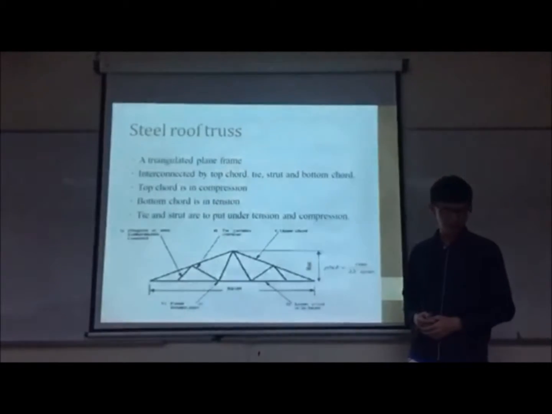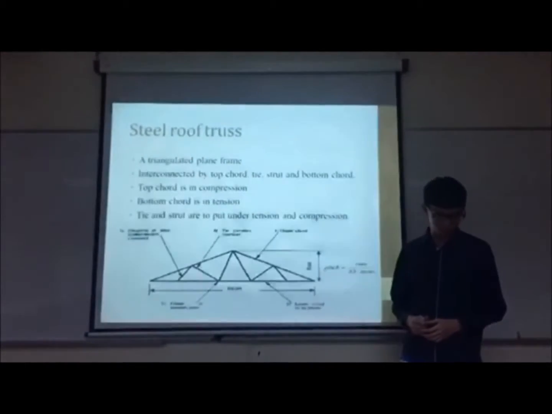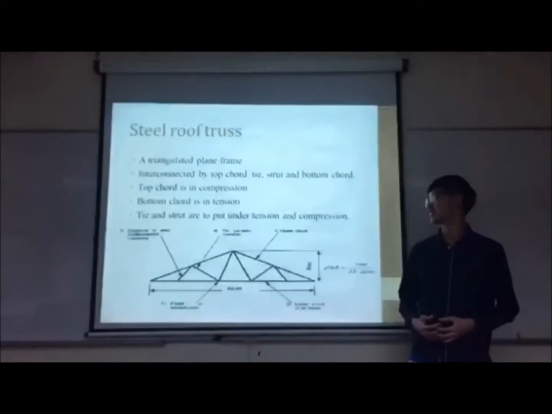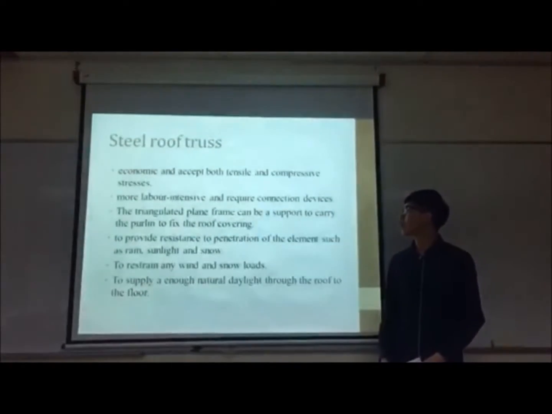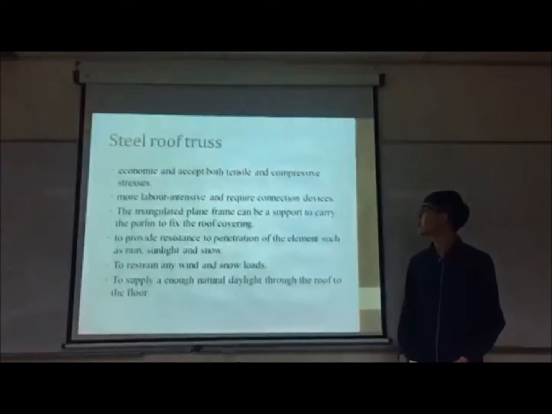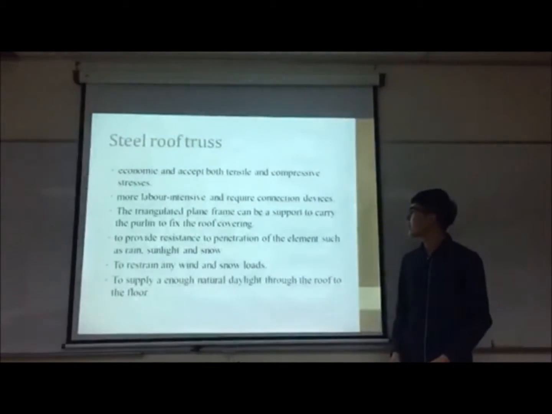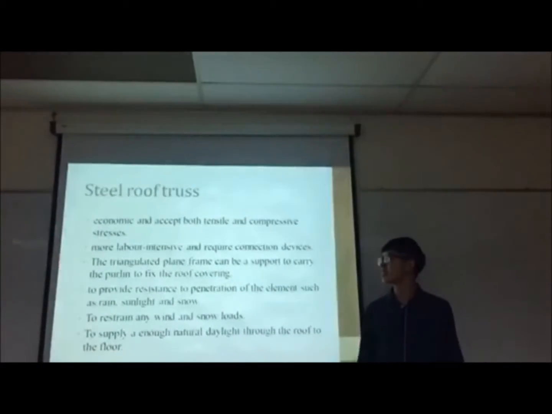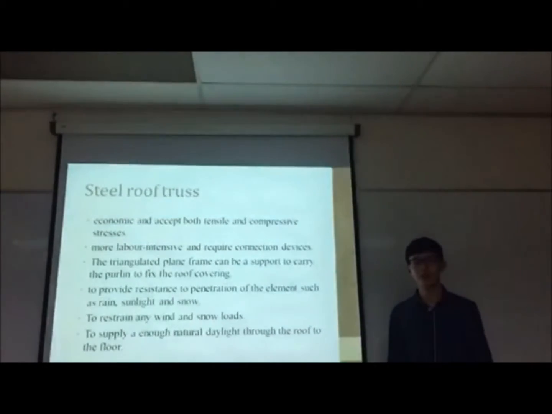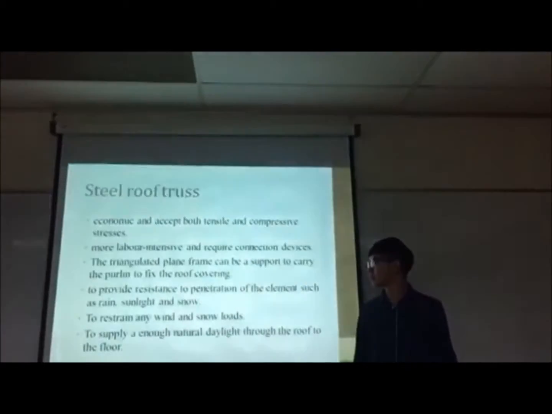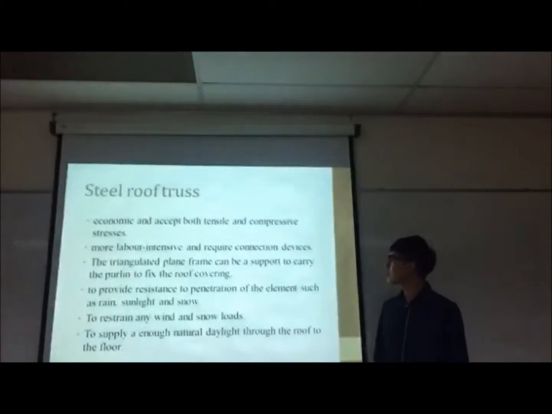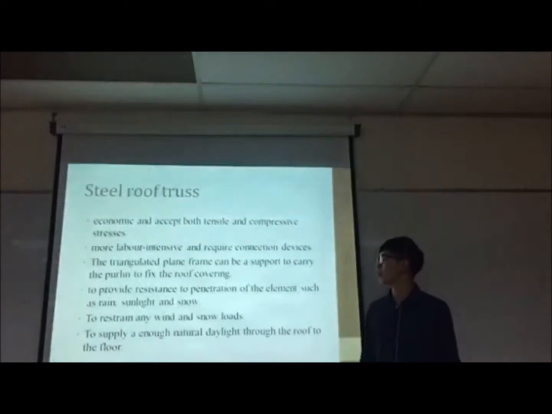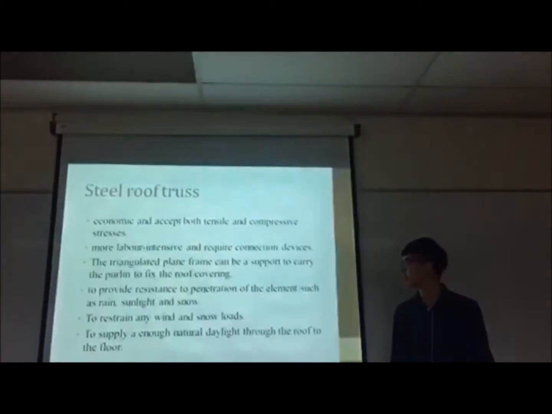It helps the strut and tie to provide enough bracing for the roof truss. A steel roof truss is economical and accepts both tensile and compressive strength. The construction of a steel roof truss is more labor intensive and requires connection devices, for example bolting and welding. The triangular frame can be a support to carry the bearing to fix the roof covering.